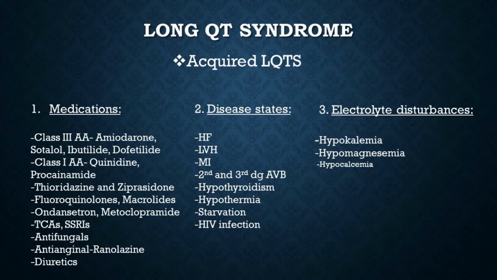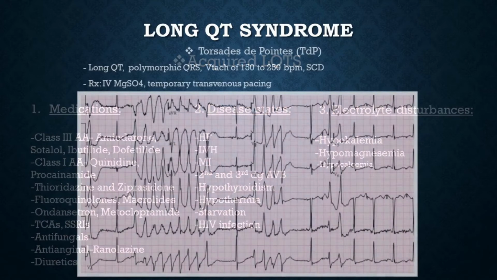Some of the diseases that can prolong the QT are heart failure, left ventricular hypertrophy, bradyarrhythmias, hypothyroidism, and hypothermia. And of course the electrolyte disturbances. The most common ones are hypokalemia, hypomagnesemia, and hypocalcemia is less common. These electrolyte disturbances will be briefly discussed at the end of this video too.